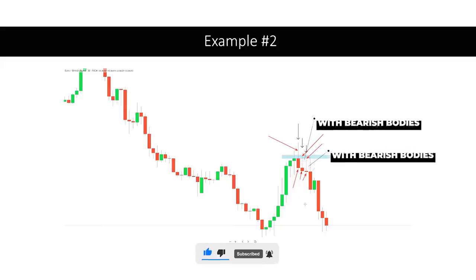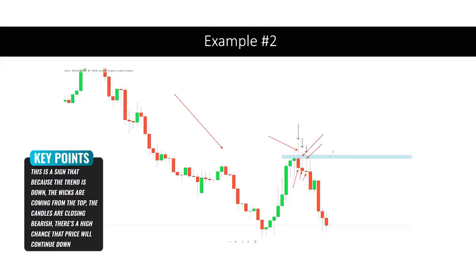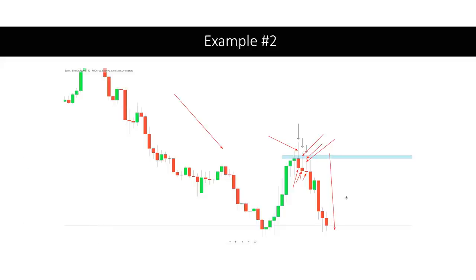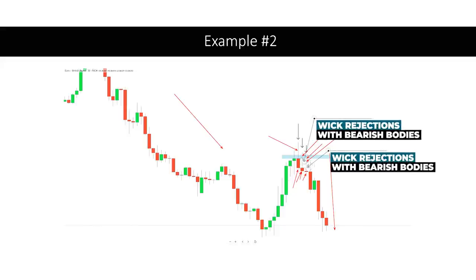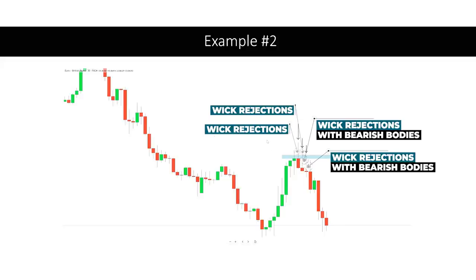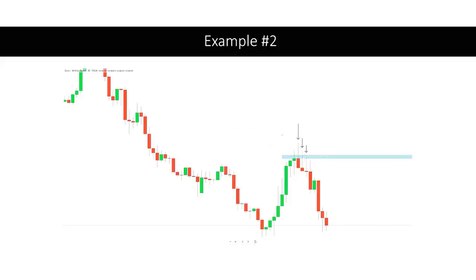Now, this is a sign to us that because the trend is down, the wicks are coming from the top and the candles are closing bearish, that there's a high chance that price will continue to push down. The reason why this is important is because we can see that there's a weakness from the bulls and there's a failure to continue to make new highs. At the confluence of the bearish body closes and the wick rejections, you can now start to gather enough confluence to support that the markets will continue down in this overall downtrend.